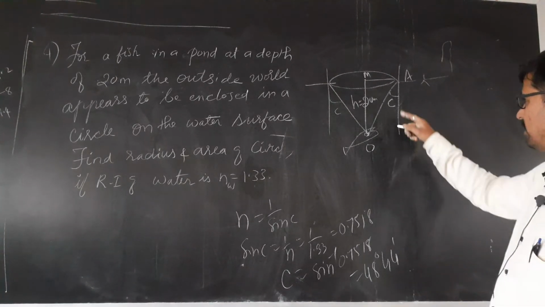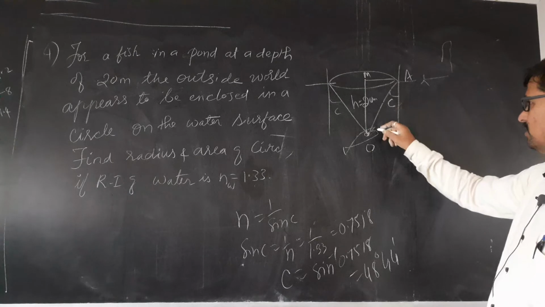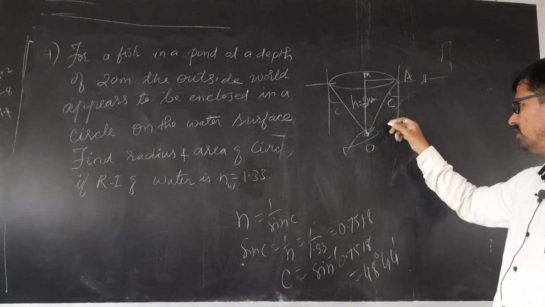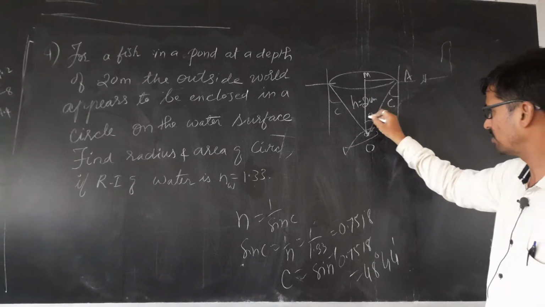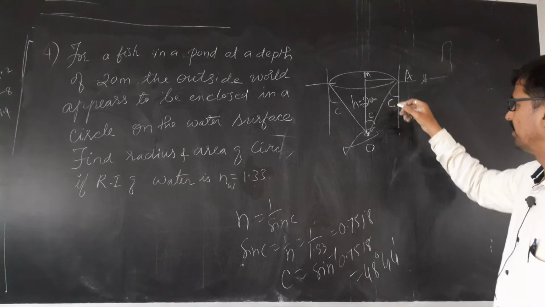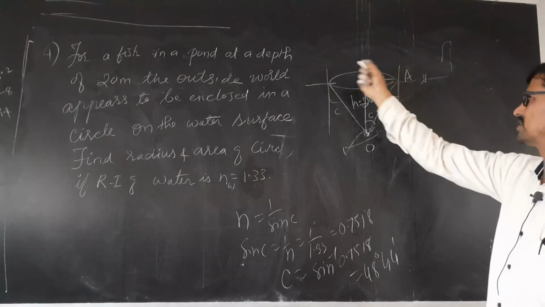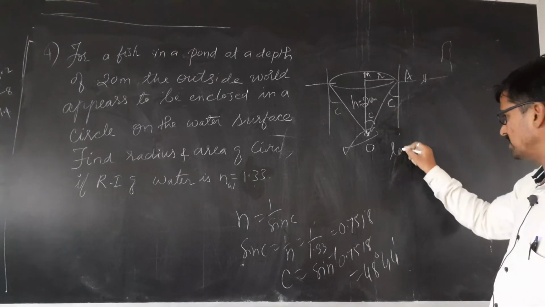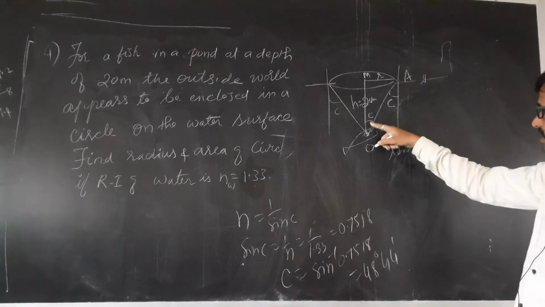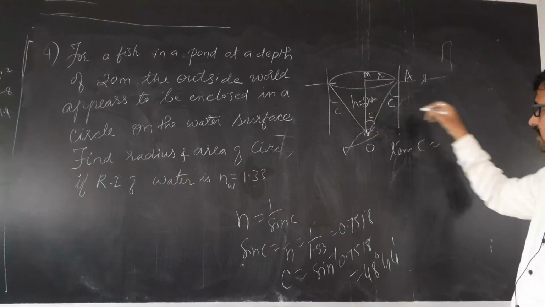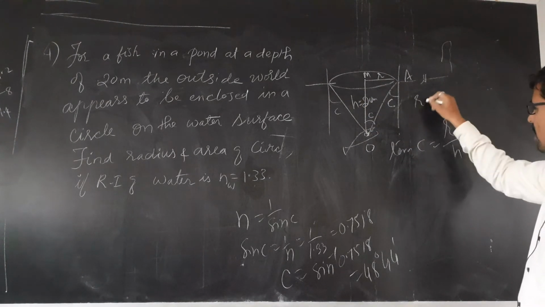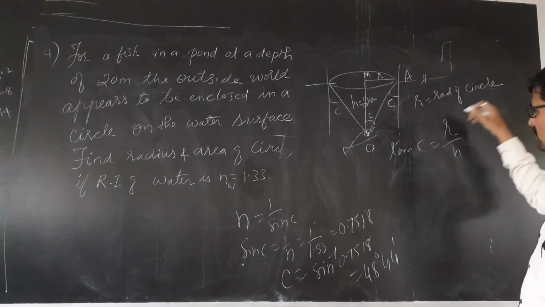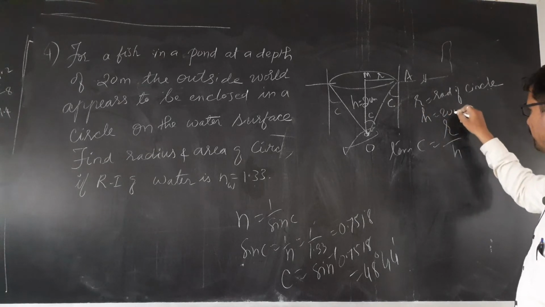Next, see here, if this is C, this ray is not visible because the angle of incidence is more than the critical angle. This is angle C. It can be shown that this angle is also what? C only, alternate angles. MA is equal to the radius of that circle formed on the water surface. Now, tan C is opposite side upon adjacent side, R upon H. R is the radius of the circle, H is equal to 20 meter depth.